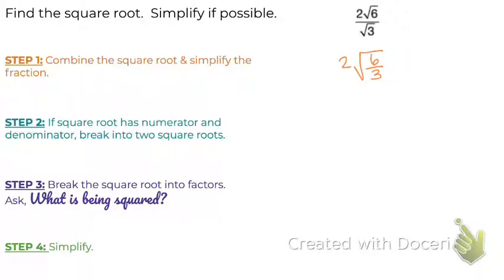Well, 6 divided by 3 is 2, so this is actually the same as the square root of 2. And at this point, when I look at what's under that square root, that is a prime number and there aren't two 2's. There's nothing being squared here, so it needs to remain under the square root. So this would be my final answer. Now let's look at one a little bit more difficult.